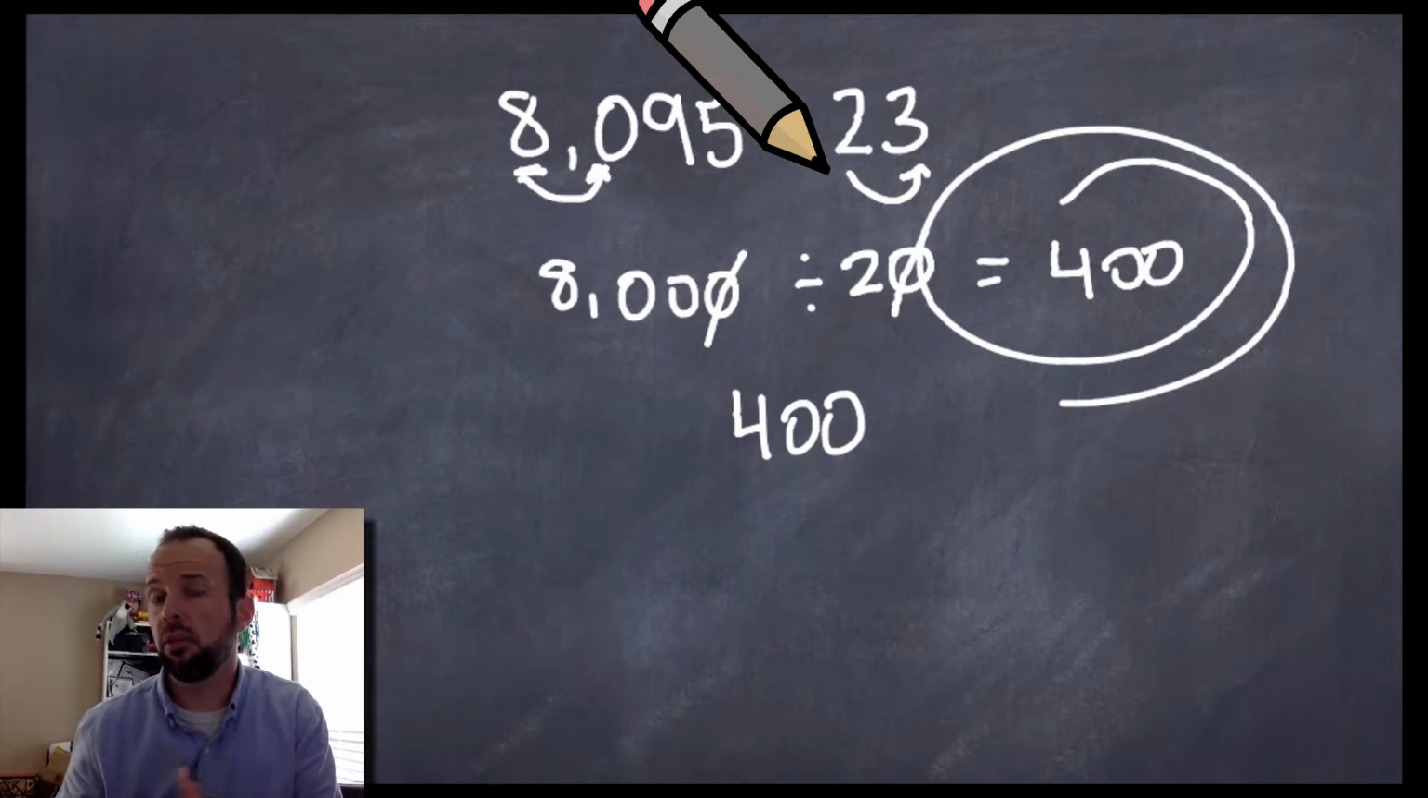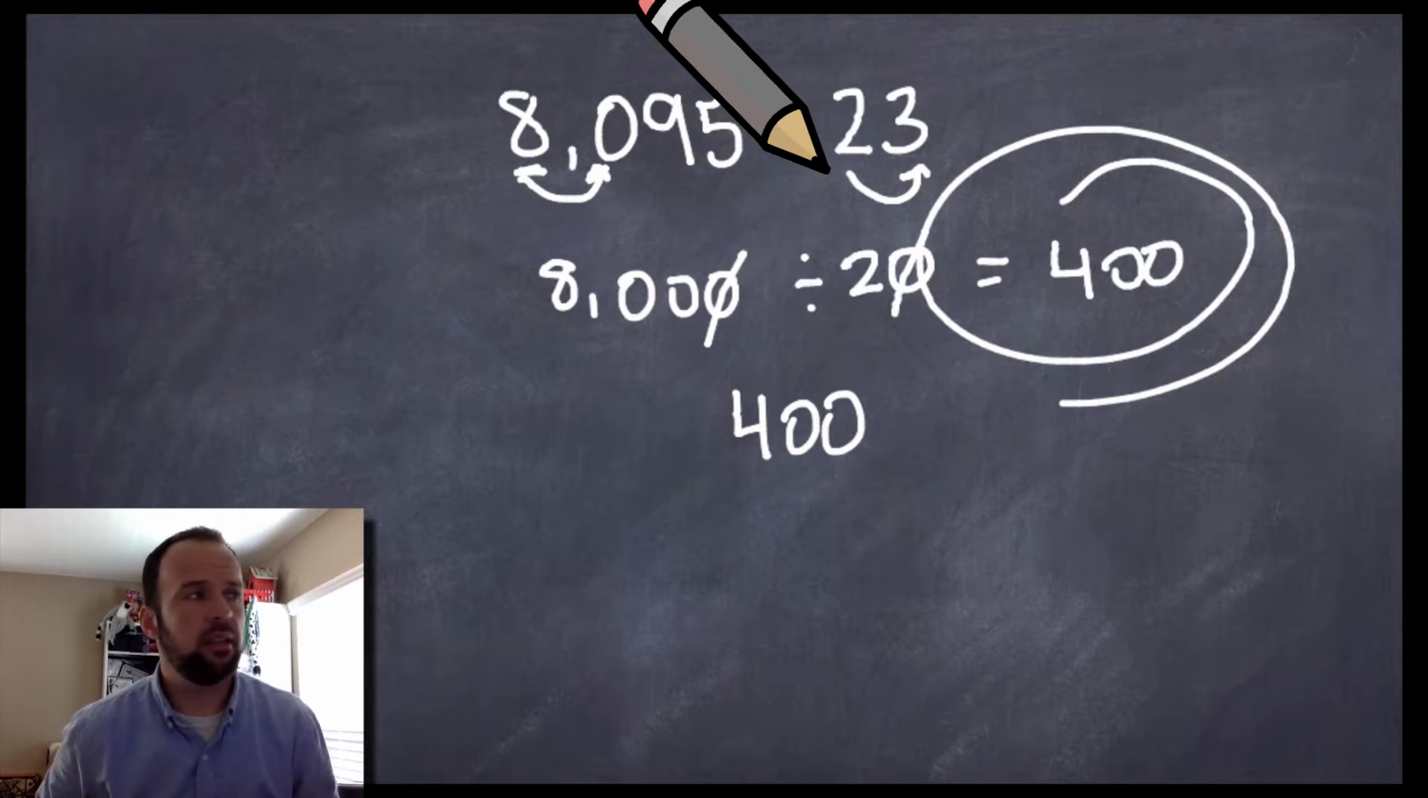Could it be a little bit more? Sure. Could it be a little bit less? Of course. But we know it should be right around there. So if we're getting an answer that's like 7,000 and something, we know we're way off base, and we might want to check our math and see what we did. But our answer should be right around 400 somewhere, okay?